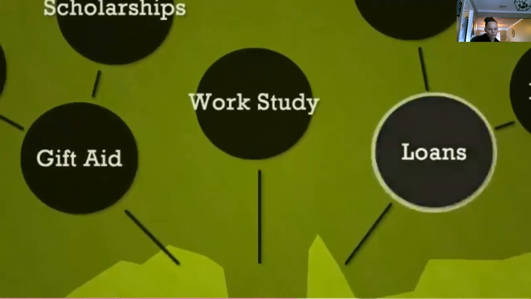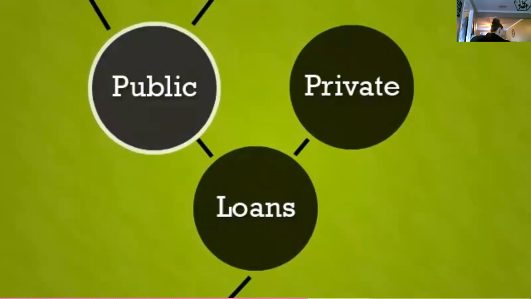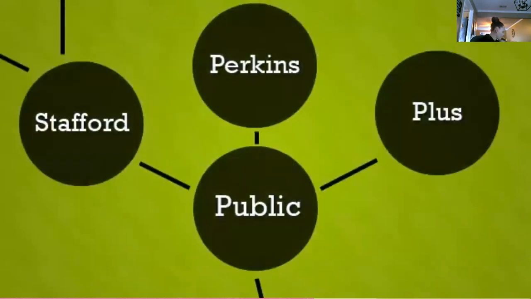The loan branch on our financial aid tree splits into two smaller branches for public and private loans. Let's talk about public loans first, because they typically have much lower interest rates and much more favorable repayment terms than private loans. There are three main types of public financial aid loans. Your eligibility for these loans will be determined by completing the FAFSA. These loan types are Stafford, Perkins, and PLUS loans.